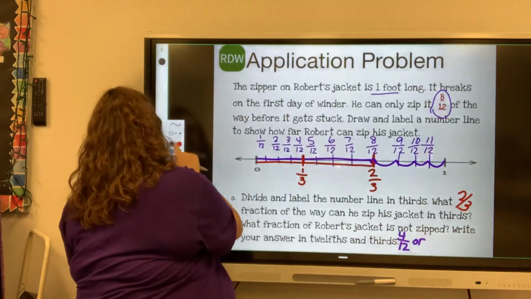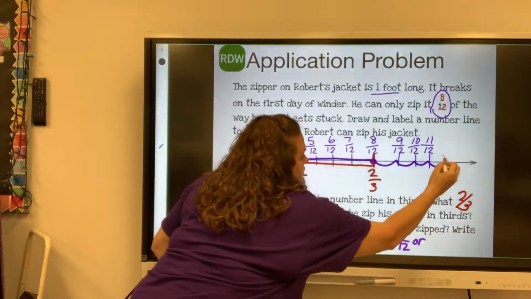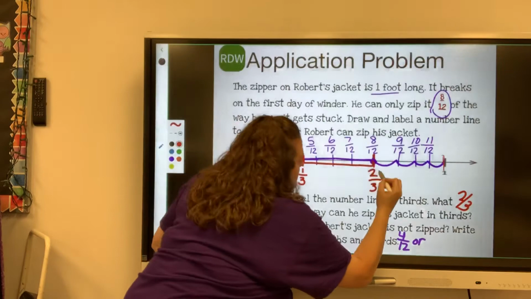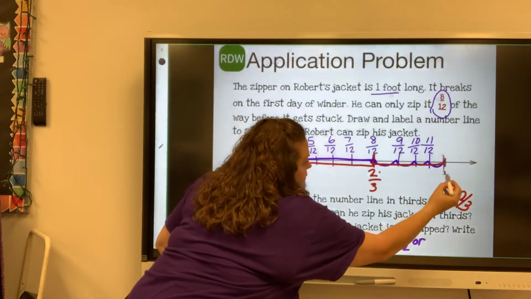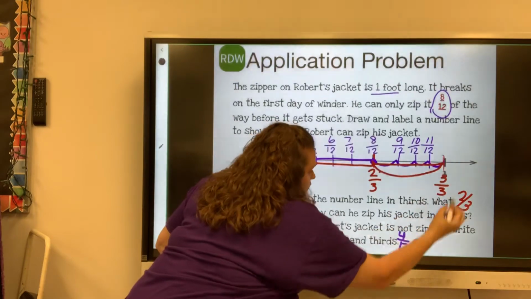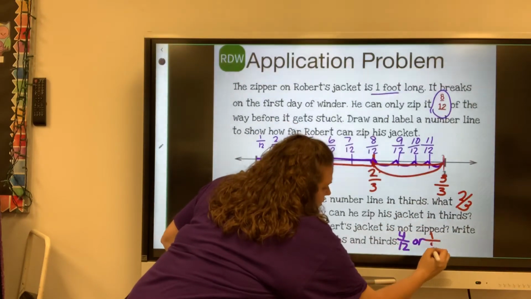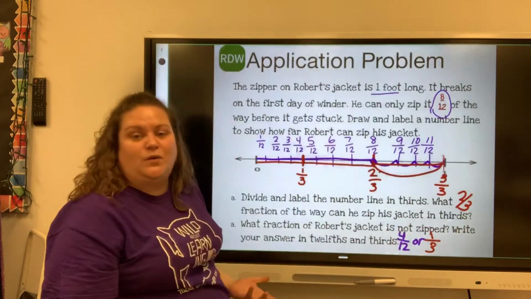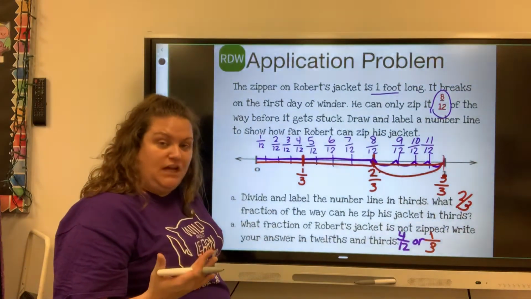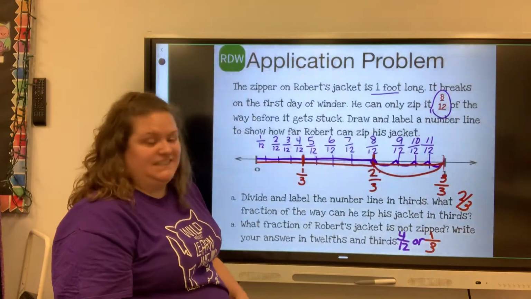Or if I have 4/12, I could also say this whole chunk to this whole chunk in the red. I didn't mark out before, but this would be to 3/3. So this is 1 piece of our thirds. So 4/12 of it is not zipped, or the equivalent fraction to 4/12 would be 1/3 not zipped.